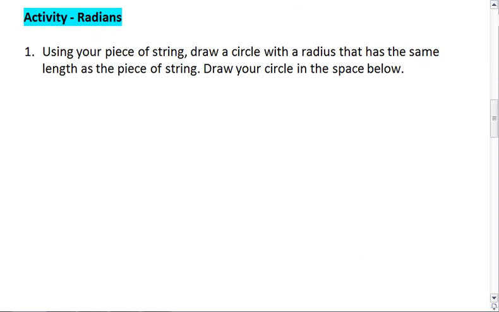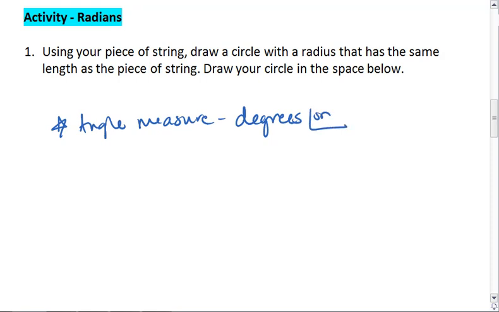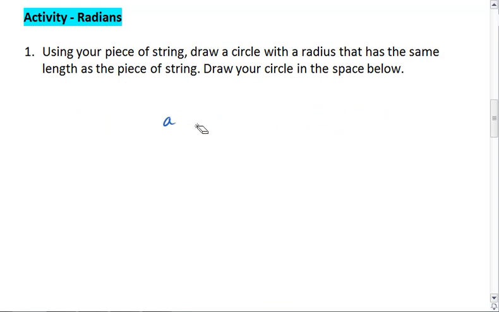Okay, we're going to look at what it means to have an angle measure in radians. Angle measure can either be in degrees or radians. I'm guessing most of you already have an understanding of degrees, so I want to look more closely at radians. If you have a piece of string, you can do this activity with me.